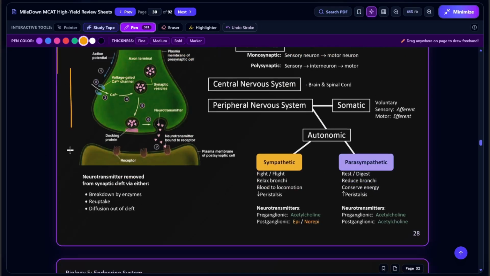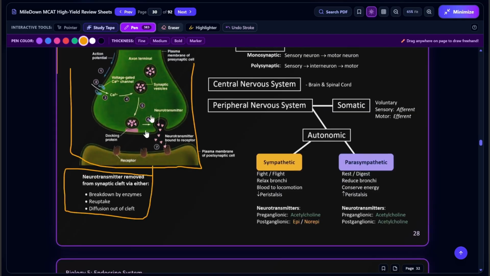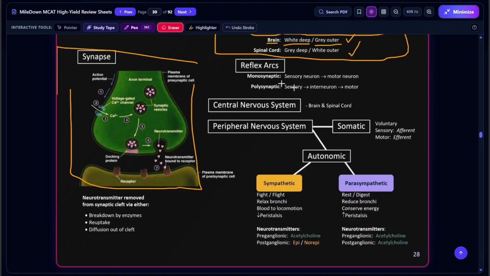I already explained how the synapse worked. Here, neurotransmitter removed. I didn't explain this yet, but we'll go onto that last probably. And then after is reflex arc.